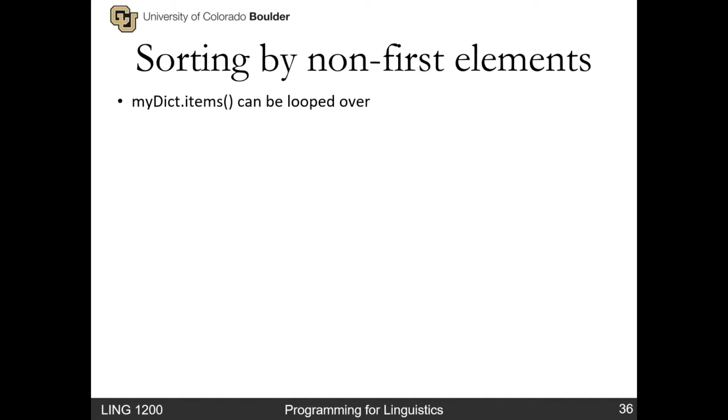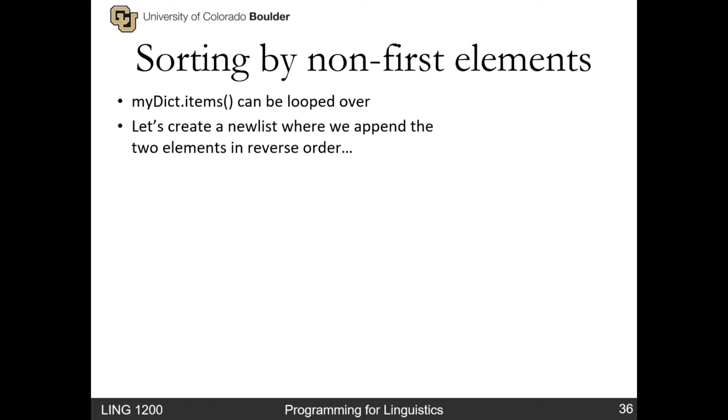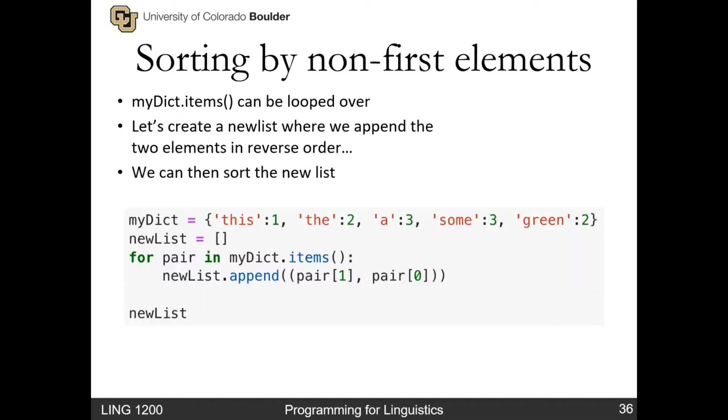And we're going to use a loop here. It's nice to know that mydict.items, since it's a list, we can loop over it. We can use the loop and then create a new list. We're going to take the 2 items from each tuple and append them to our new list, but in opposite order from what they are in the original list. And then we can sort the new list, either in order or reverse order. So here's what that code would look like.